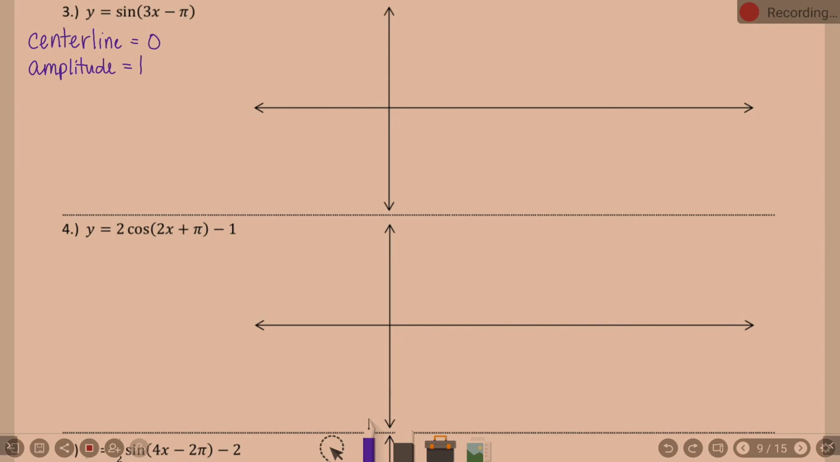Period. The normal period for sine and cosine is 2 pi, and it's 2 pi divided by b. What's b? 3. So, one cycle of this curve is going to be the length of 2 pi over 3. So from 0 to 2 pi over 3 is going to be the length of this cycle.